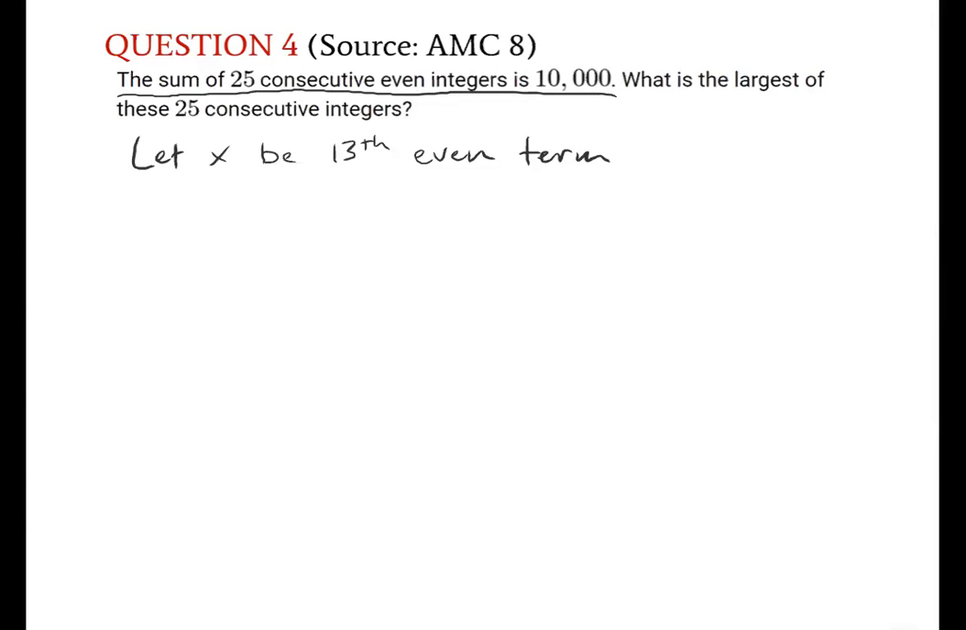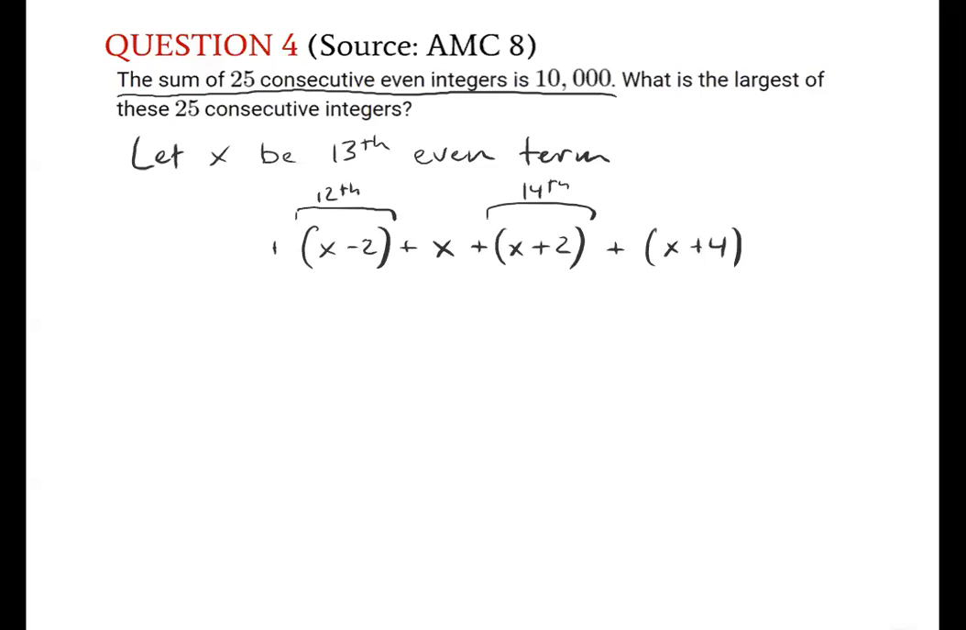So if x is the 13th even term, then that means x plus, not n, sorry, x plus 2 will be the 14th term. And then on the other side, we have x minus 2. This is the 12th term. And then the 15th term will be x plus 4, and the 11th term will be x minus 4.